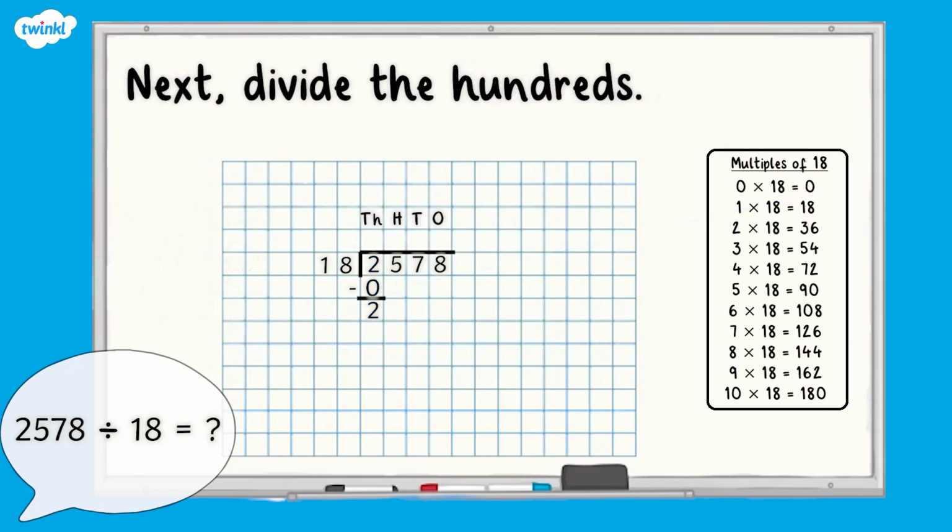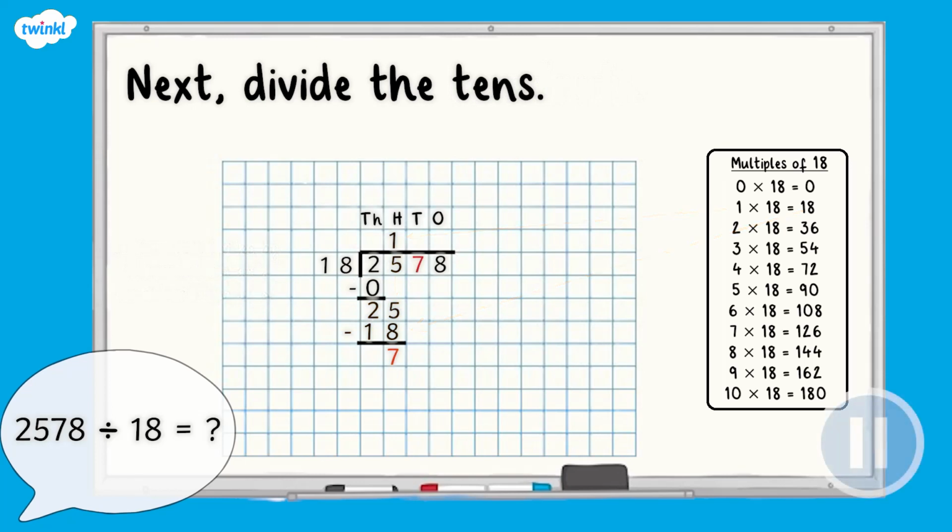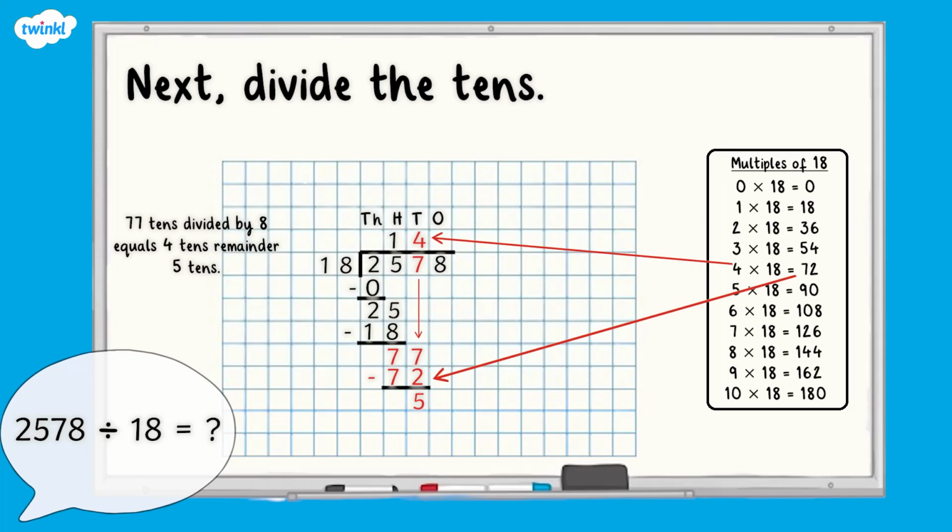Next, divide the hundreds. Don't forget to include the hundreds from the dividend. Pause here and complete this step. 25 hundreds divided by 18 equals 1 hundred, remainder 7 hundreds. Next, divide the tens. Pause here and complete this step. 77 tens divided by 18 equals 4 tens, remainder 5 tens. Did you complete this step correctly?